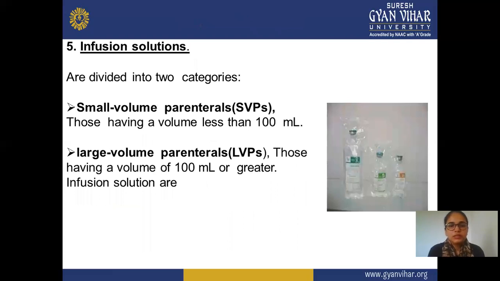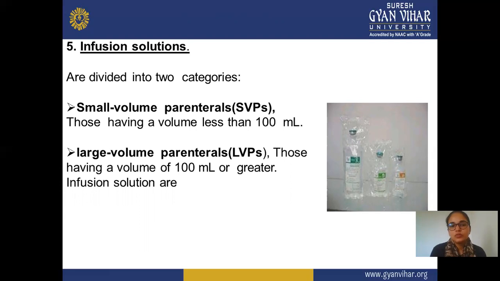Next, the fifth container is infusion solution. And this infusion solution is divided into two categories. One is small volume parenteral and the second is large volume parenteral. So these are the solution forms available for parenteral, which are available in two formulations. One is the small and another is the large volume parenteral.